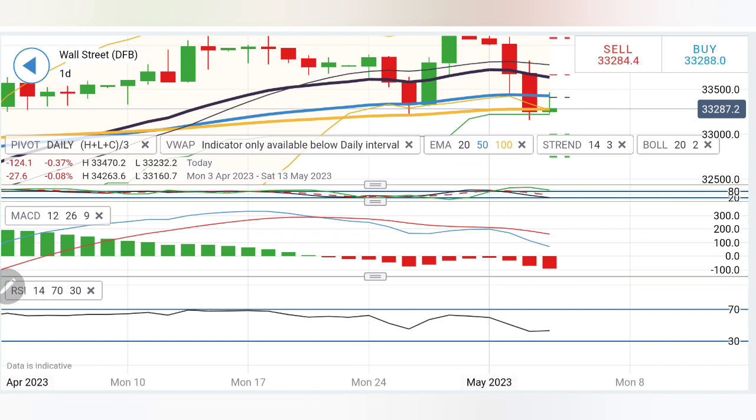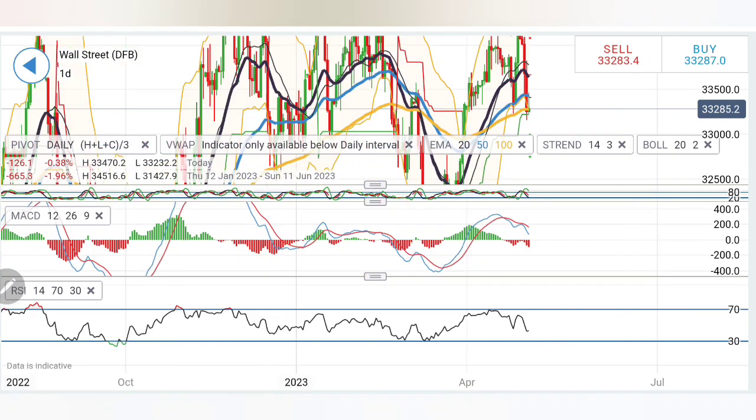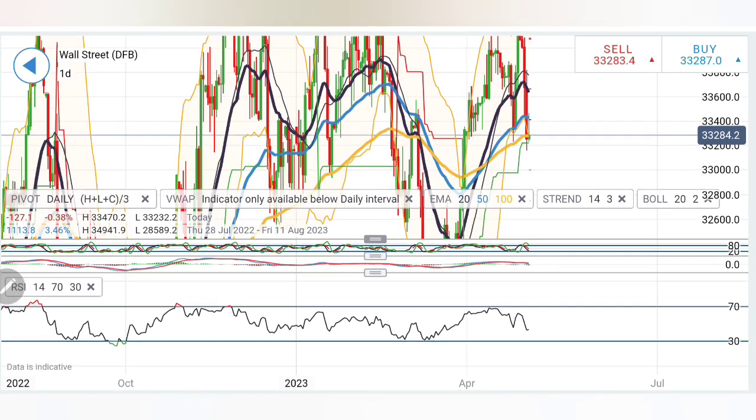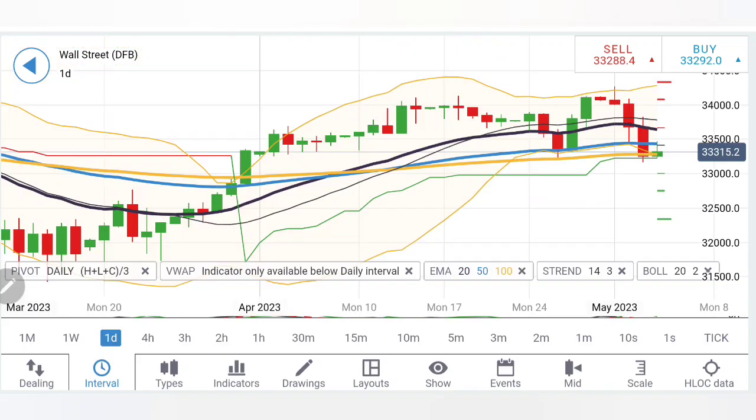Chances are there that we can try to reverse again, but the MACD on the daily charts is still divergent, is still bearish, it is still looking down. RSI is looking down too. Considering this, I will recommend you to sell 33,250 levels, but then 33,200, 150, 100 and then 33,000. These are the 4 levels you should watch out for.